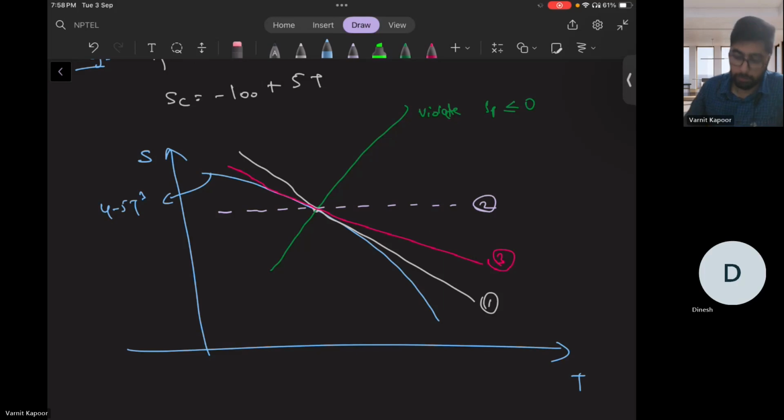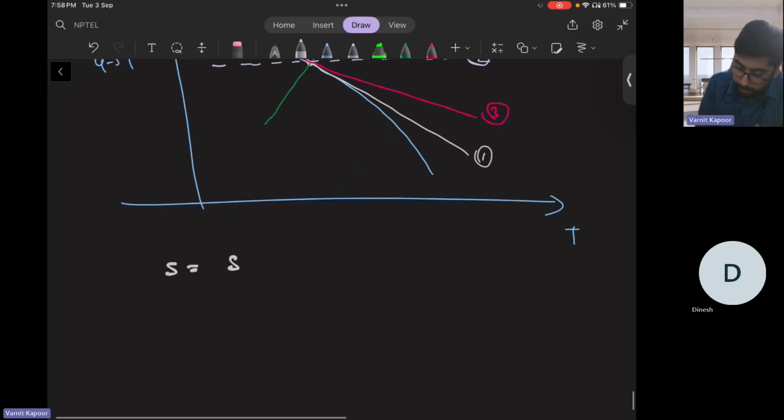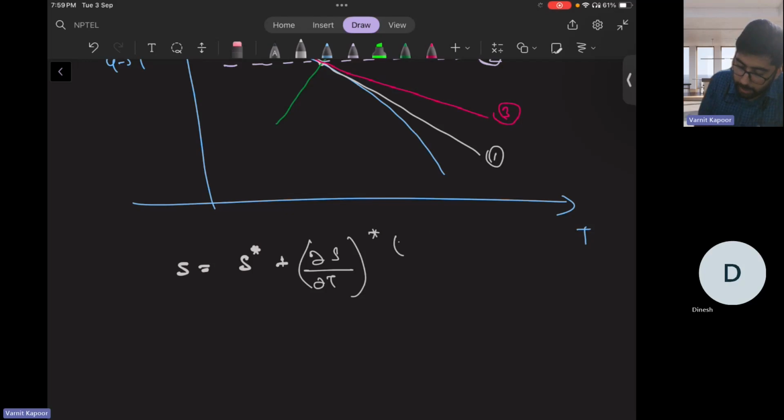The final equation was S is equal to S star plus dS by dT star, T minus T star, at point P.